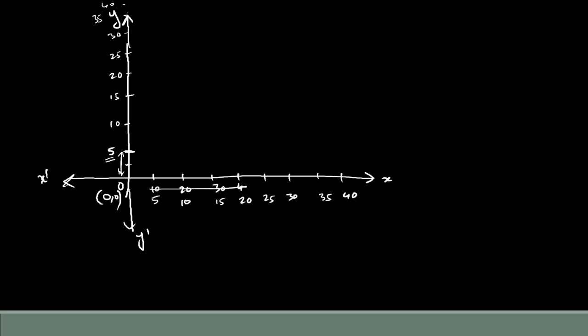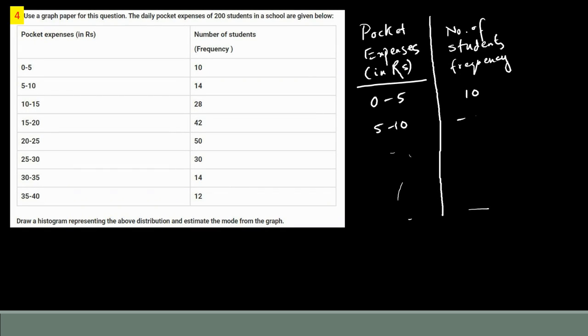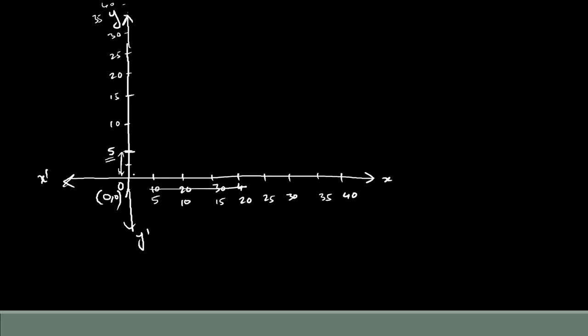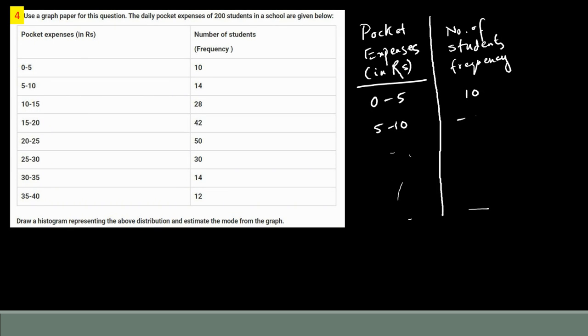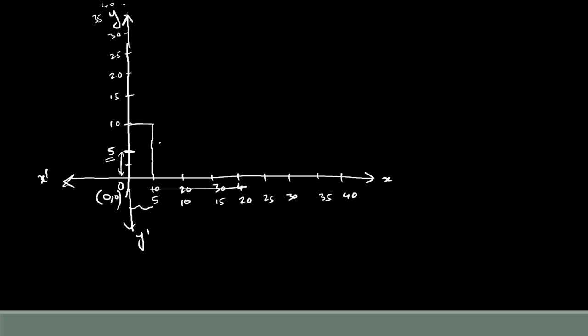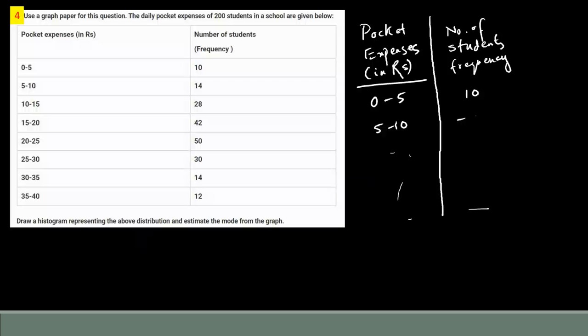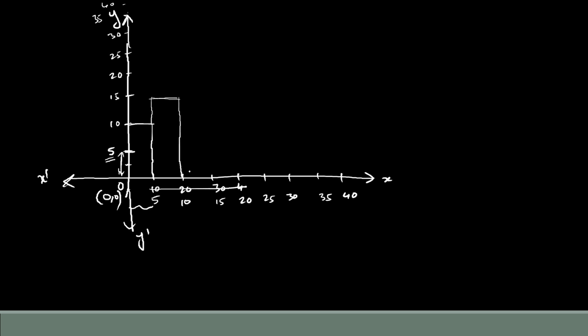I will just show you the approach to do the problem. So 0 to 5 you have to plot 10 number of students. Let's say this is a histogram. This is how you plot a histogram. Between 0 to 5, 10 number of students are there. 5 to 10, 14 number of students are there, somewhere here. 10 to 15, 28 number of students are there.